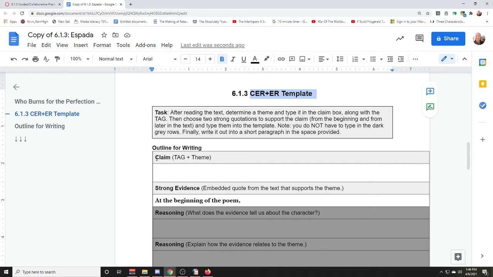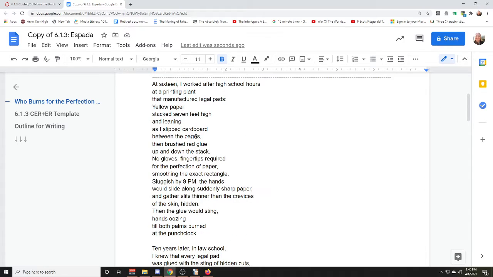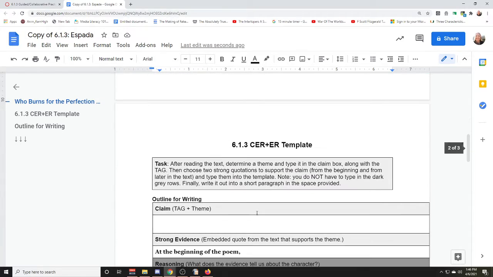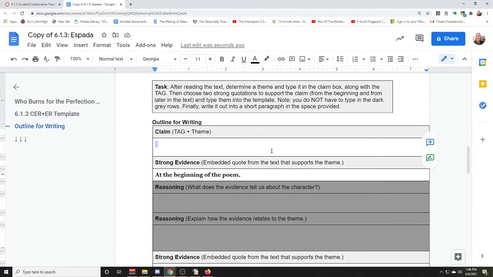For your claim, you'll put down your one sentence theme. You'll also be sure to tag the poem, tell me what the title is, who the author is, and what the genre is. And I want you to go through the poem, and you see this poem has two stanzas. It has a first part and a smaller second part. I want you to find some evidence from the first part and some evidence from the second part that support whatever you determine this theme is.